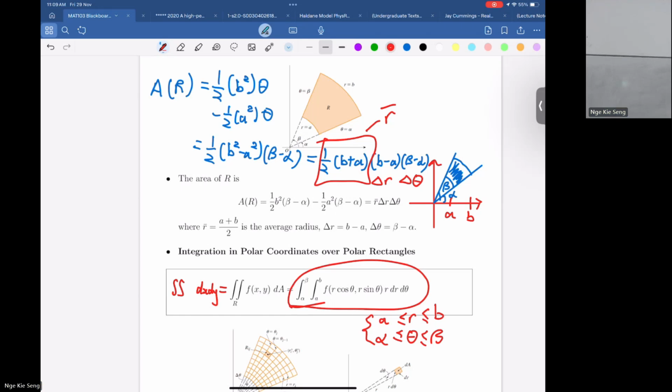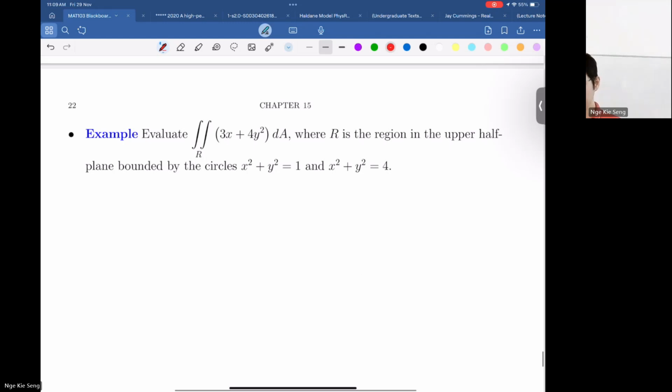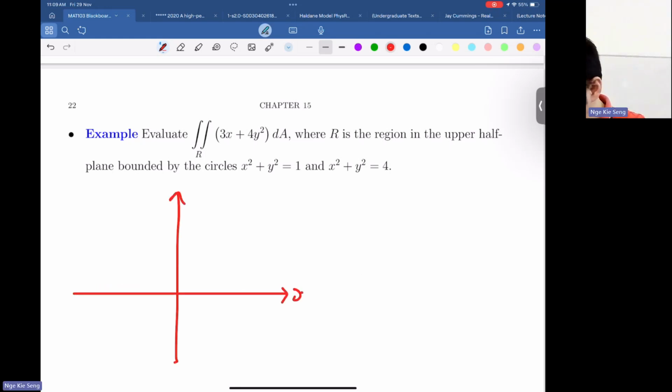Okay, all right, so let's see how to compute this. Again, same: a double integral of this two-variable function. But what's the region here? How do we draw this region? This is a region on the upper half plane, so let's draw the upper half plane. Upper half plane means only on the top here.